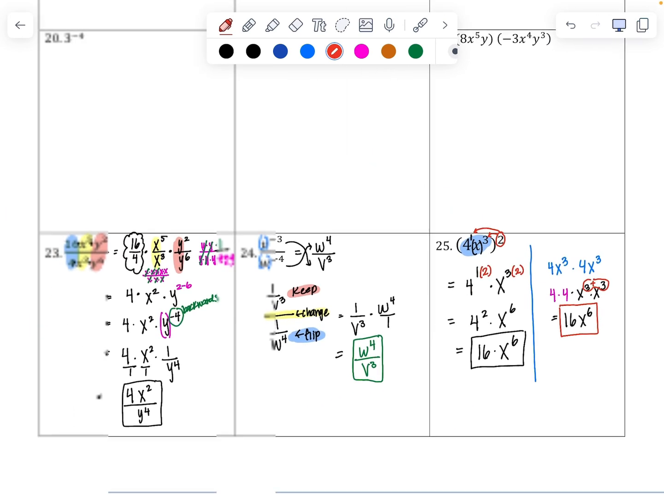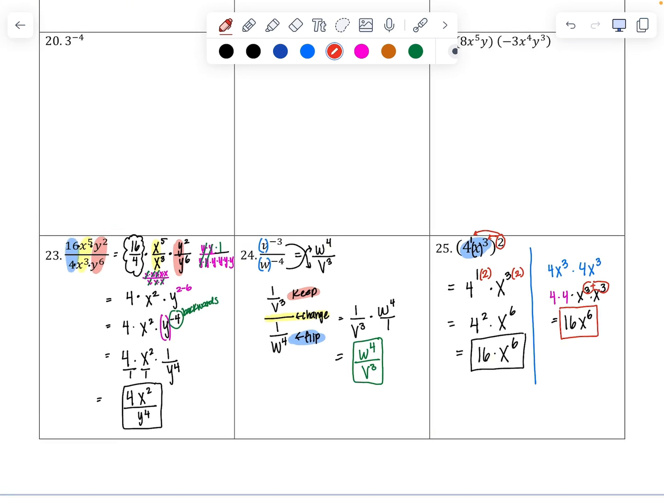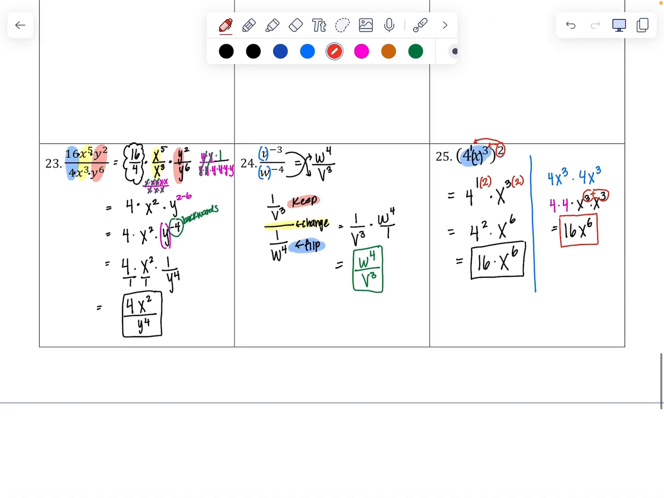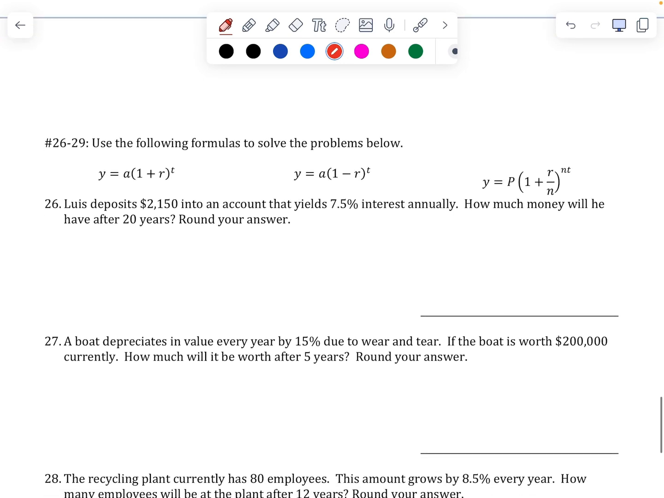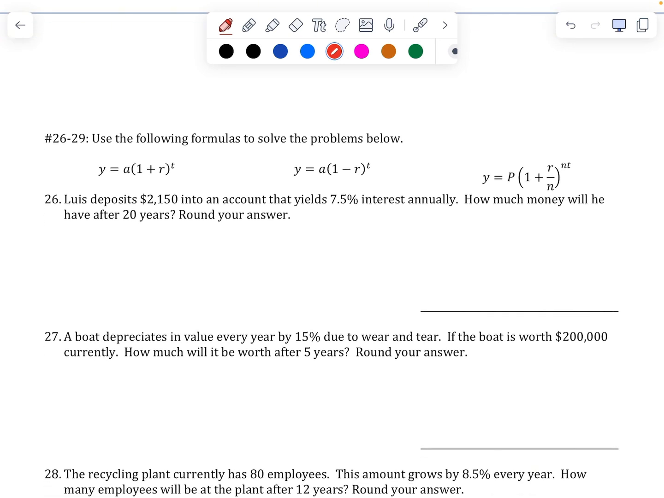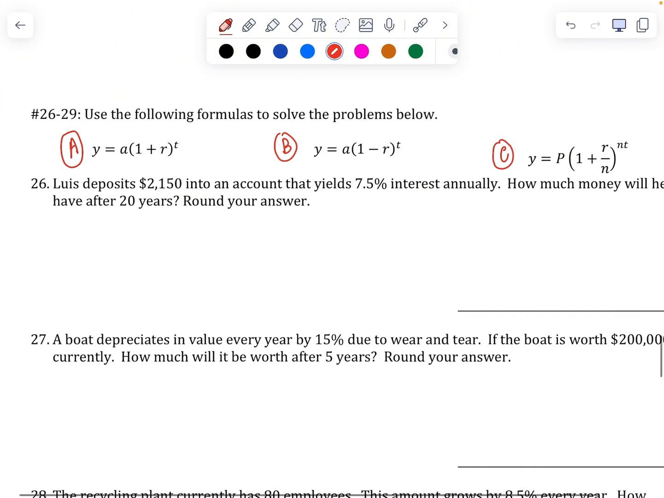Now, let's go ahead, and we still have a few more minutes. So I am going to, no, class ends at 2:25. So I am going to continue with the next problem. We are going to use either equation A, B, or C, depending on the scenario.